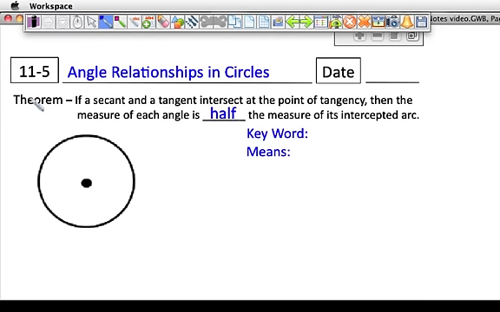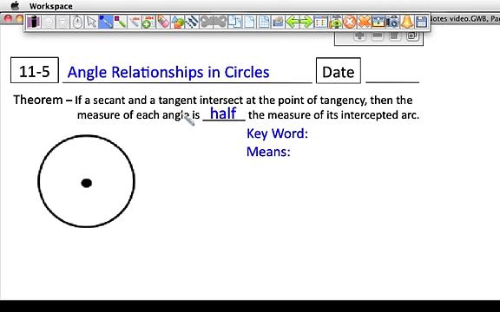Okay, and the lesson for today is 11-5, angle relationships in circles. In the past, we talked about angles that were on the center, angles that were right on the edge of the circle, and today we're going to get two more types of relationships.